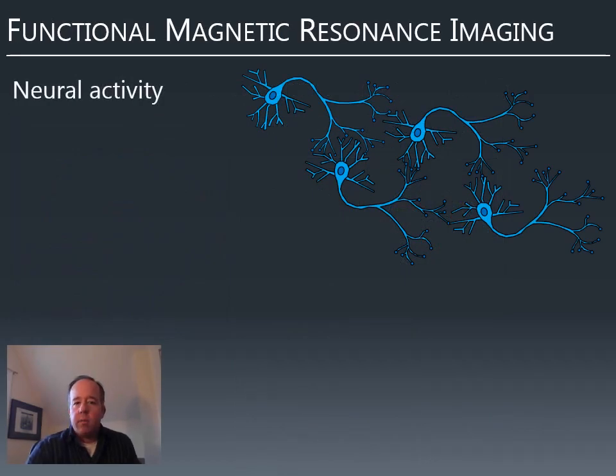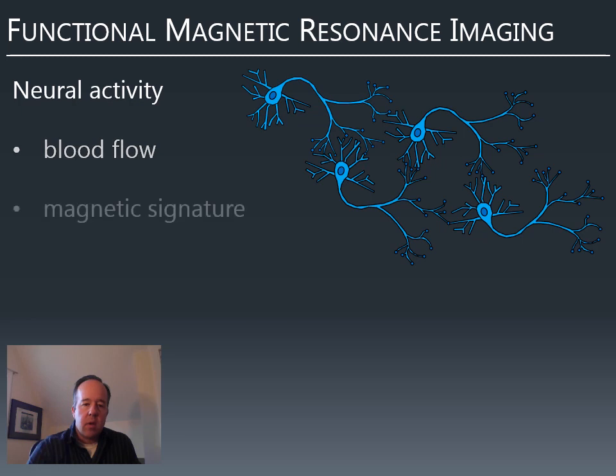So how does this work at a more detailed level? Well, we know about neural activity, we know about action potentials. Action potentials are electrical. However, neural activity requires sugar, it requires oxygen, and that increases blood flow. And that's what we're going to be measuring with fMRI, increases in blood flow. Now, the way this really works, and the reason that we use effectively a big magnet like we do for MRI, is that blood flow has a magnetic signature.